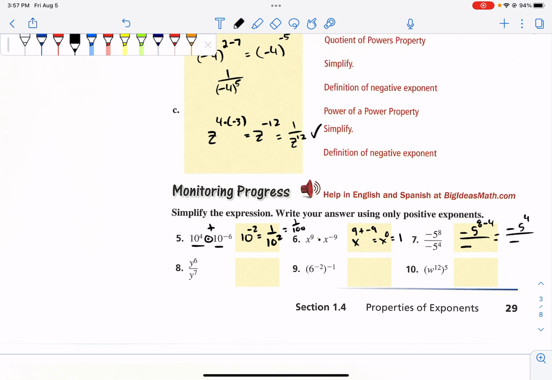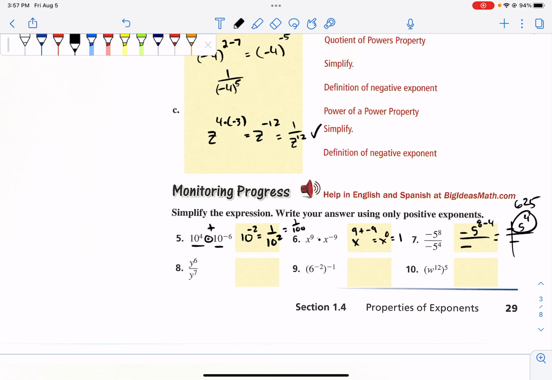Well, a negative over a negative, do you guys remember what that does? If I have a negative divided by another negative, those actually cancel each other out and it becomes a positive. So my answer is 5 to the 4th power, or that's 625, I believe.